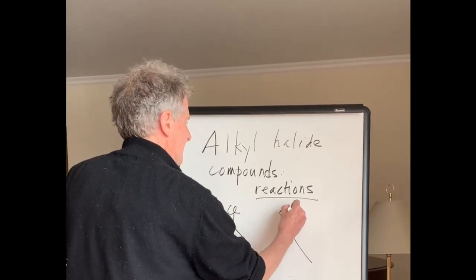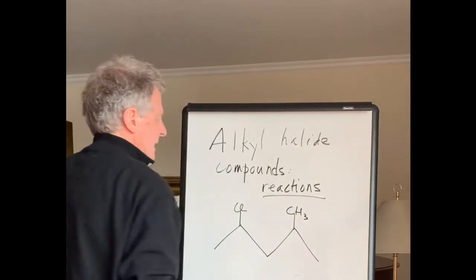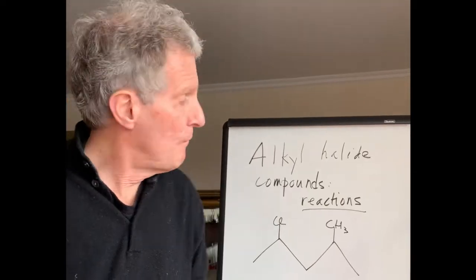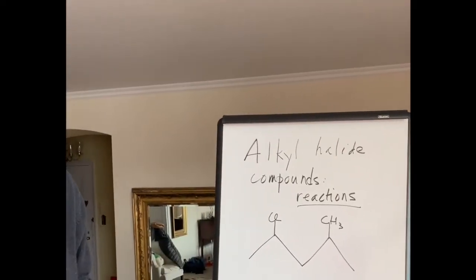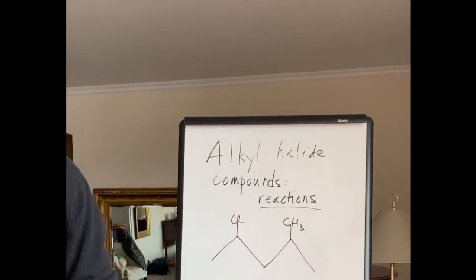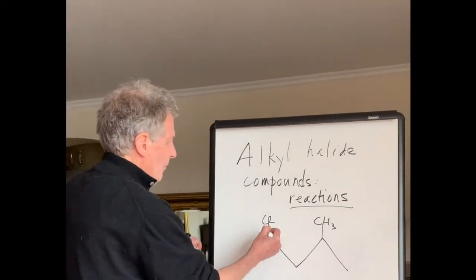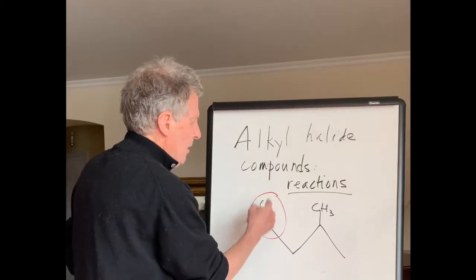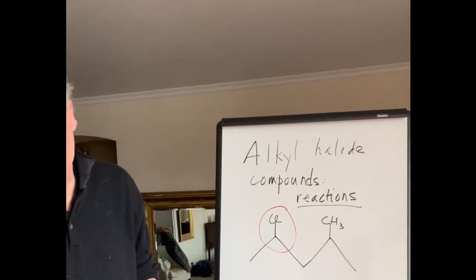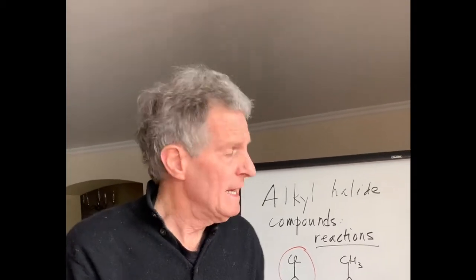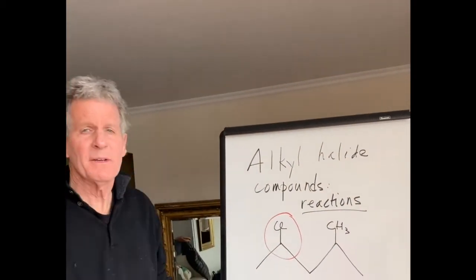I think this is the same compound that I used before. That would be 1, 2, 3, 4, 5. That would be 2-chloro-4-methylpentane. And all of the information that's of importance right now is that when we have a carbon to chlorine bond, or carbon to fluorine, or carbon to bromine or iodine, we have an alkyl halide.